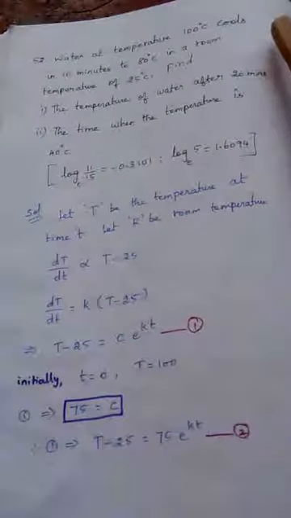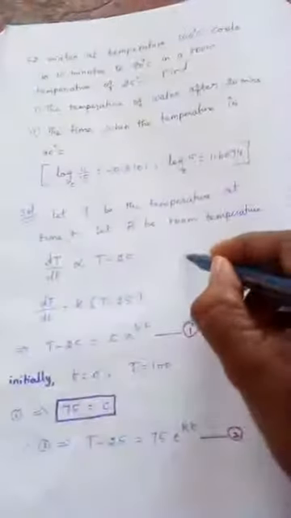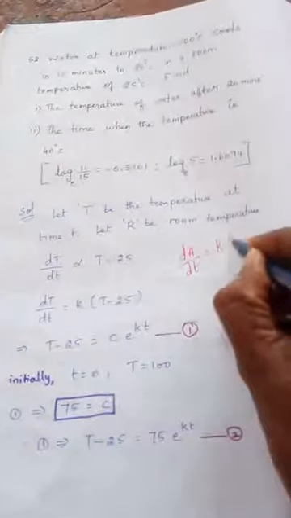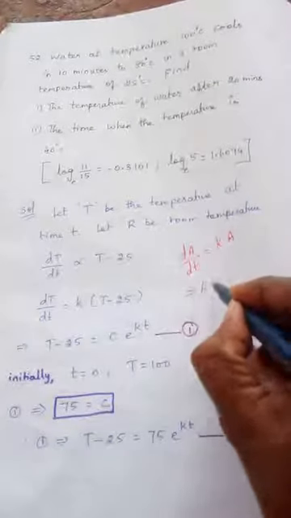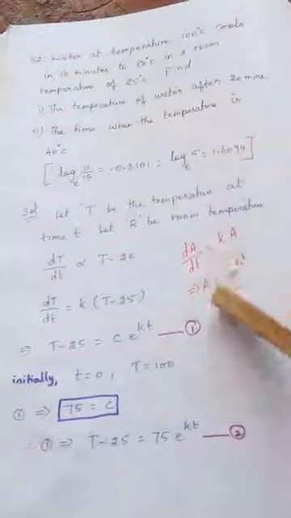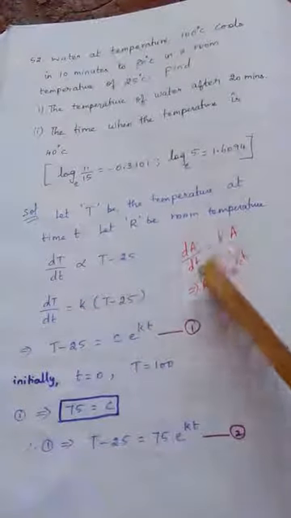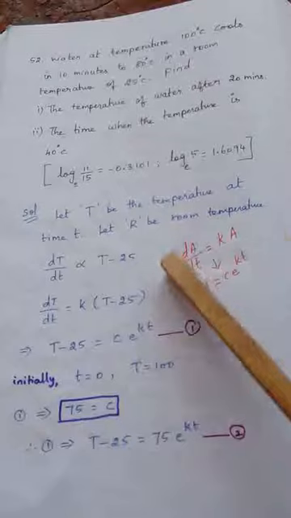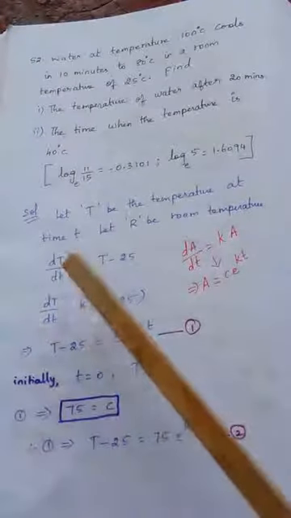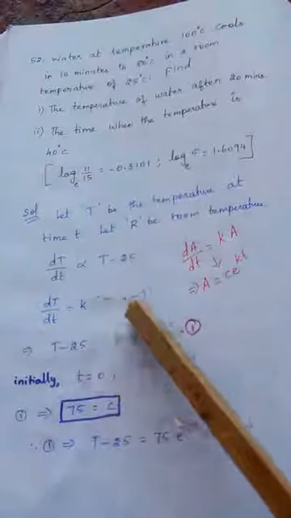Now similarly, as in the previous sums, we can just remember this directly. If dA by dt is equal to kA, if this is there in our hands, then we can directly write A is equal to C e power kt. You just remember this. This is what we have been doing in the previous two problems. Here we have directly written this answer. Again I will say, dA by dt equal to kA. If we have this, we can directly write A is equal to C e power kt. Similarly, if you see dT by dt is equal to k into (T minus 25).